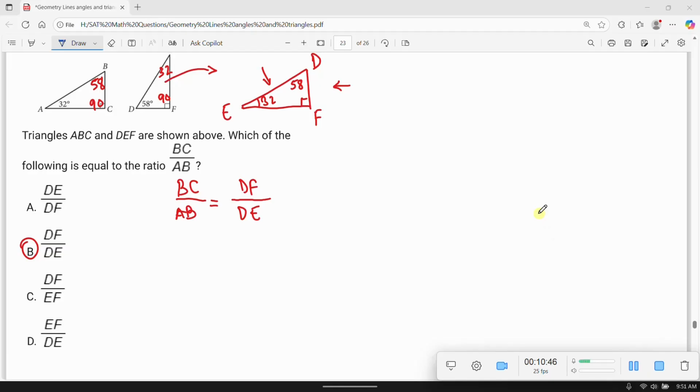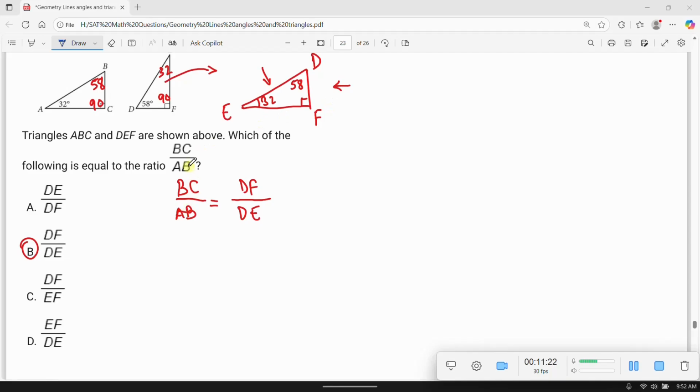For these problems, I recognize that if I subtract from 180 to get angle B, that is 58. And if I subtract from 180, I get this angle E is 32. Then if I flip and spin the triangle DEF this way, then I know that ABC would go with EDF.